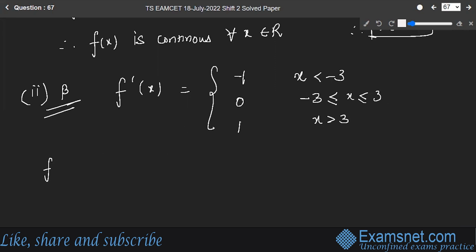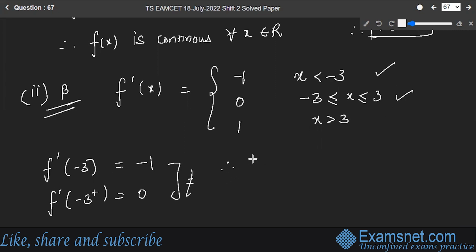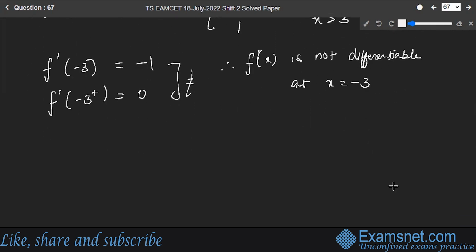Now, the derivative of the function at x is equal to minus 3, the left-hand limit of it is, when it's approaching towards the left side, minus 1 from this. And the right hand is going to give me 0 from here. These both are not equal, therefore, function is not differentiable at x is equal to minus 3.